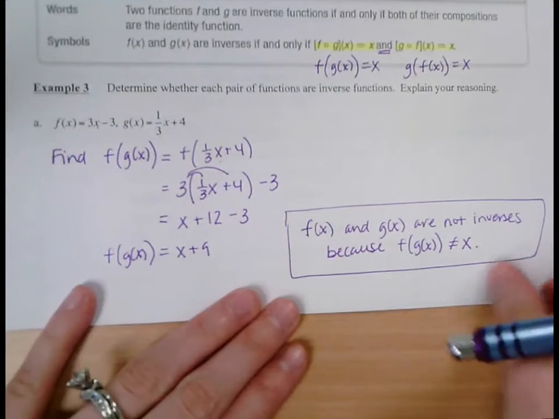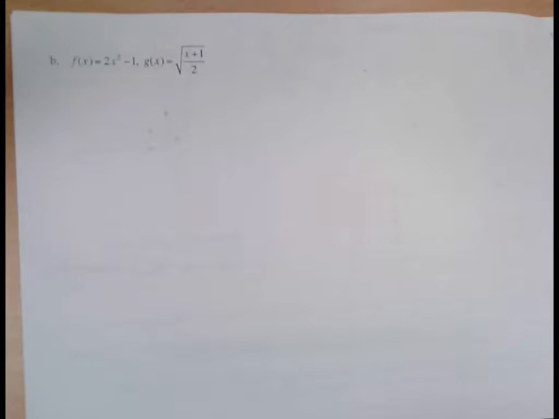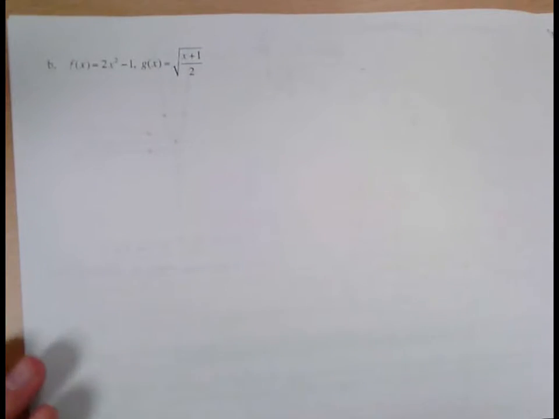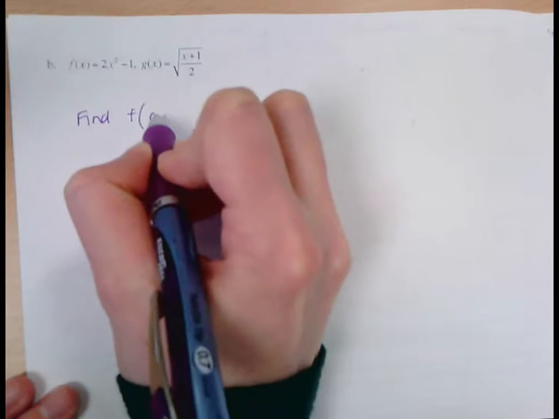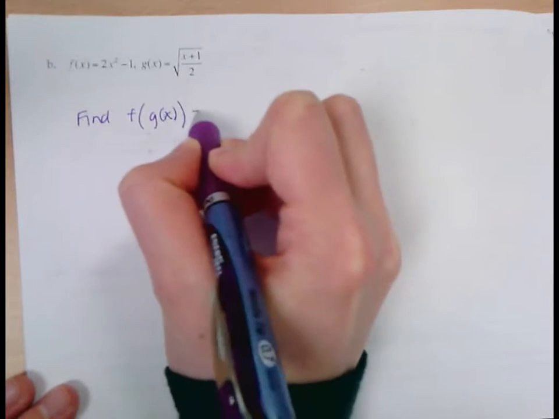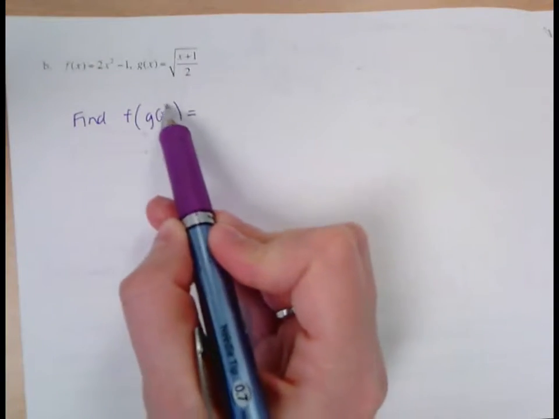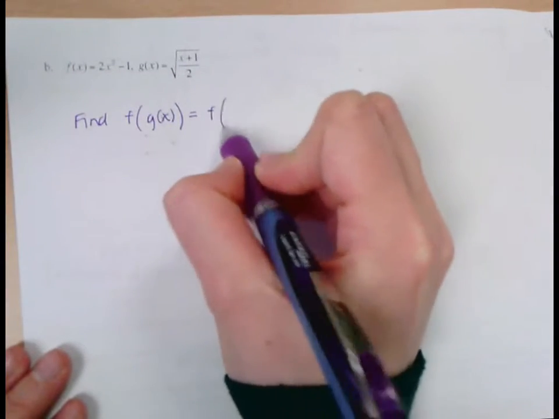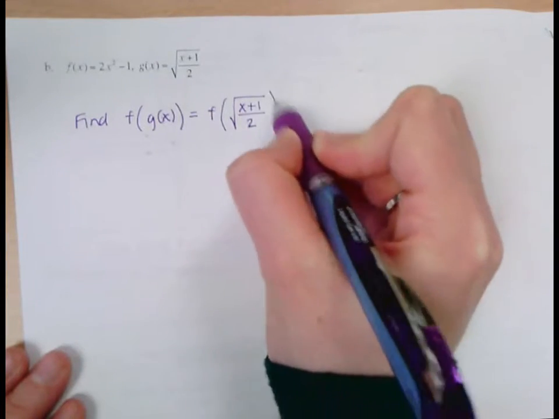Okay, so then for B, B's on the back page, same directions. Two different functions, f of x is 2x squared minus 1, g of x is the square root of x plus 1 over 2. So again, I want to figure out if they're inverses. I can start out by finding f of g of x. And I'm just going to replace what g of x is. So I'm finding f of g of x is the square root of x plus 1 all over 2.